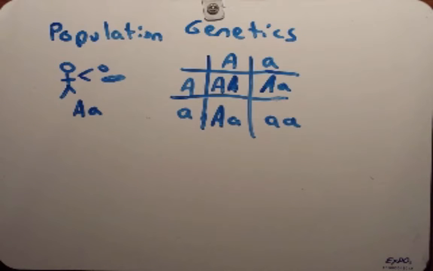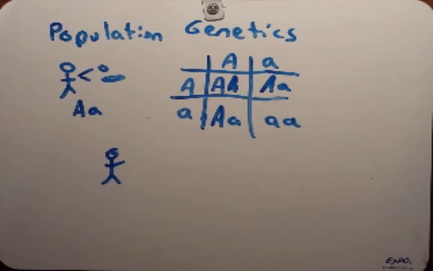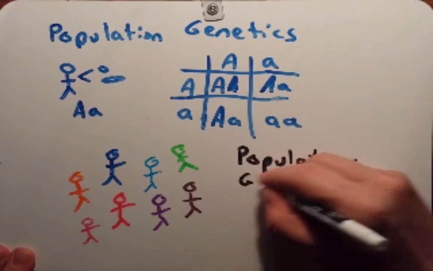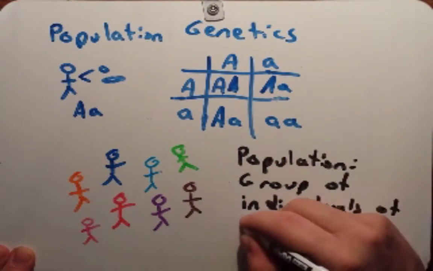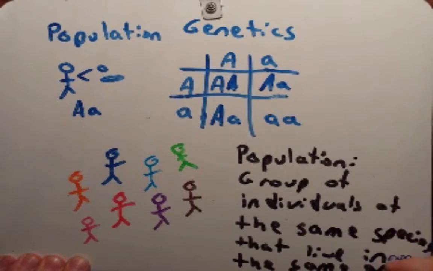But now what we want to do is ask the question of what happens if you have a whole bunch of people in this population. All look a little different, but they're all the same species. And so this is what a population is. It's a group of individuals of the same species that live in the same area. So all of these people here live in the same area. They're the same species. They look a little different, but they're the same species. So that's what a population is. So we're going to leave the individual behind for now, and we're going to talk about this population.